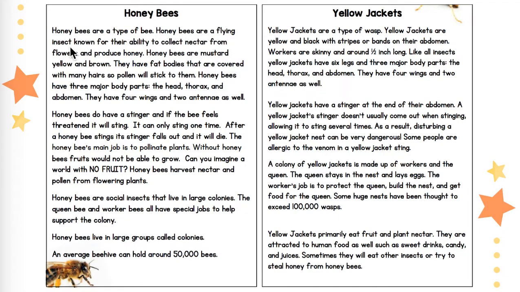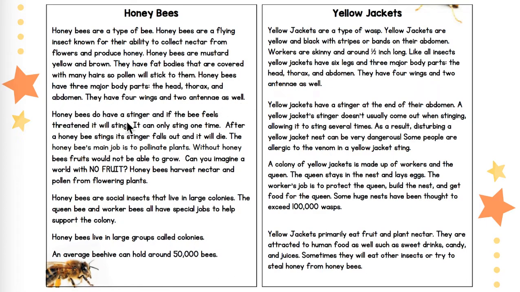Honeybees are a flying insect known for their ability to collect nectar from flowers and produce honey. Honeybees are mustard yellow and brown. They have fat bodies that are covered with many hairs so pollen will stick to them. Honeybees have 3 major body parts: the head, thorax, and abdomen. They have 4 wings and 2 antennae as well.